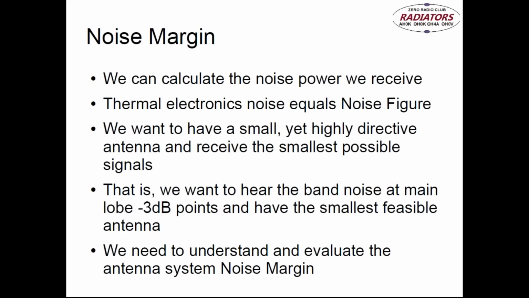So the fundament is that we can calculate the noise power we receive and how we receive it. Then thermal electronics noise, that is practically same as noise figure of the first preamplifier in our system, whether it's the transceiver preamp or some extra external device. We want to have a small yet highly directive antenna and receive the smallest possible signal. So that is what we want. So we want to hear the band noise at main lobe minus 3 dB points, and we want to have the smallest antenna we can. Especially the residential or city people want to have that. Then there are people who can afford a little bit more land area for their antennas. But in order to achieve all this, we need to understand and evaluate the antenna system noise margin.